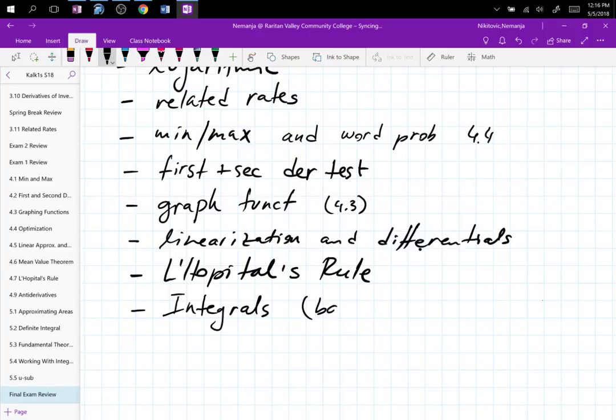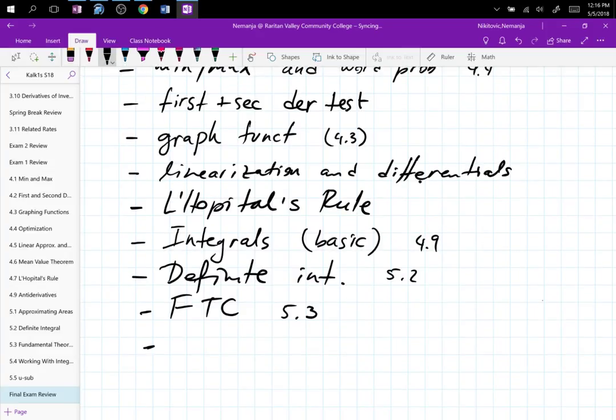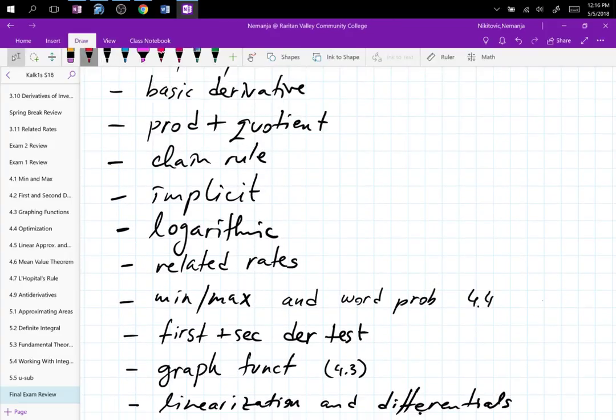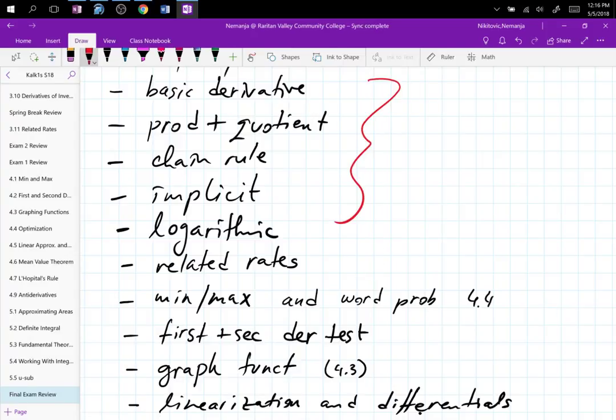I'll put in some basic, meaning 4.9. Definite integrals. That's 5.2. Fundamental theorem of calculus is a learning outcome, 5.3. And 5.5 U sub. I just realized that I did not do this, so I will do it now. There we go.